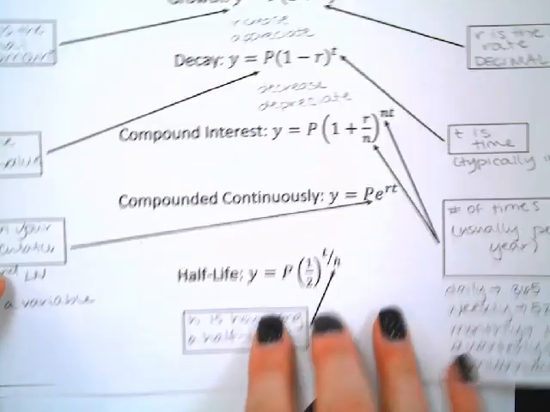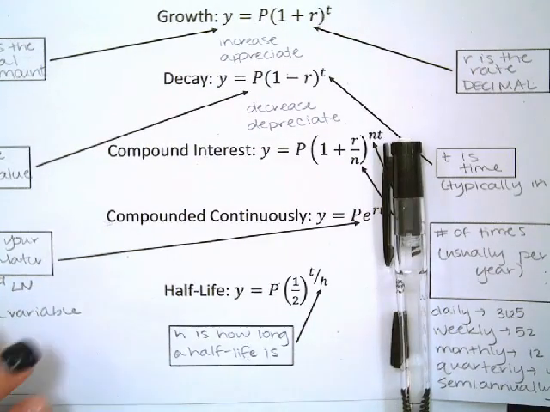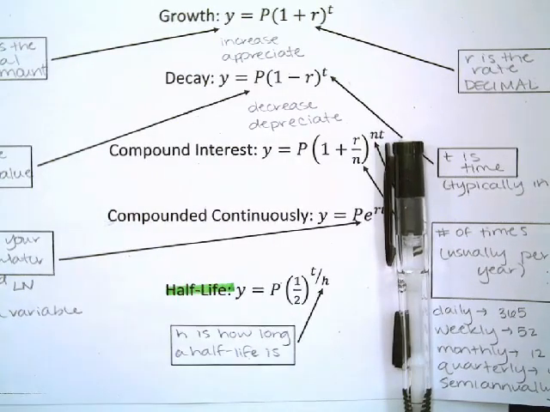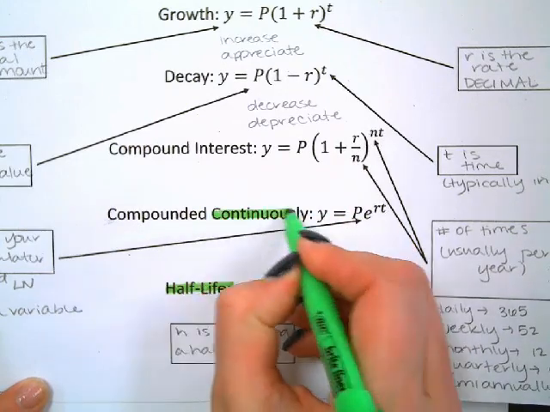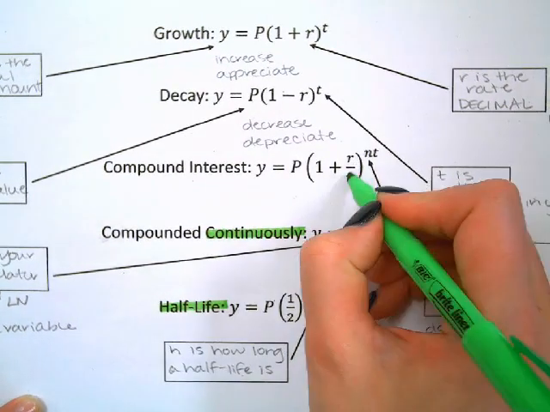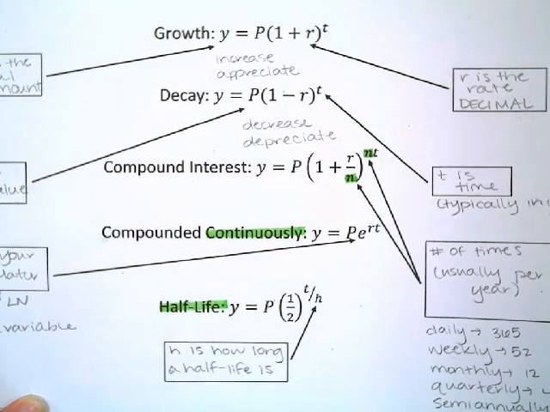And so when you're doing this, I'm going to highlight this, so if you have a highlighter, go ahead. A half-life problem would use the word half-life. A compounded continuously problem, you're going to see the word continuously, that's what we're going to look for. In the compound interest problems, we're going to look for the number of times per year. That's going to be the little thing that helps us know that we have that specific equation.